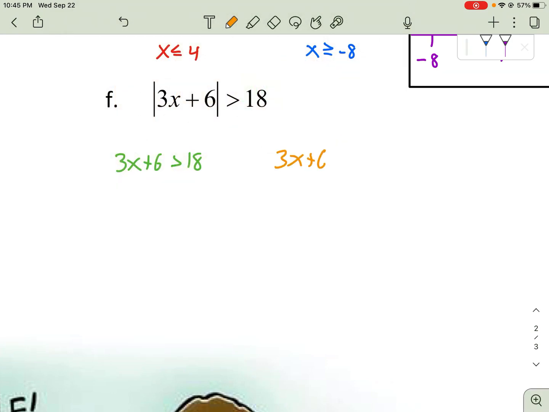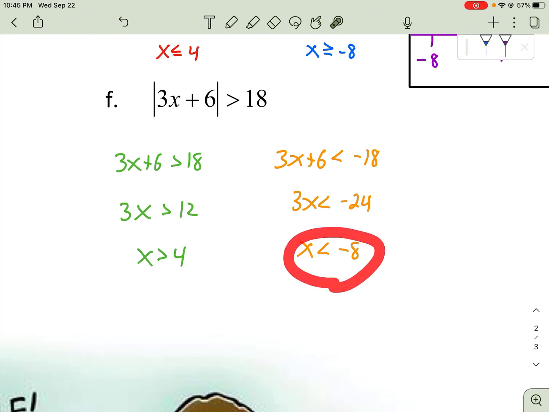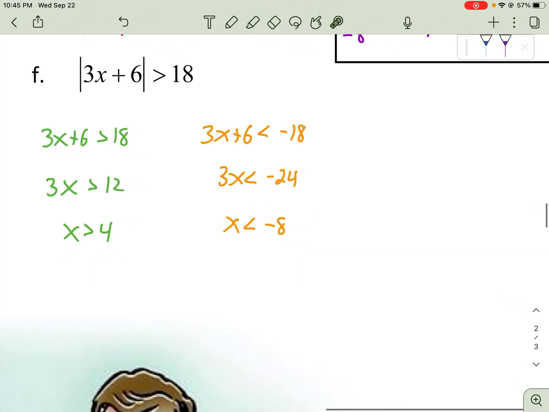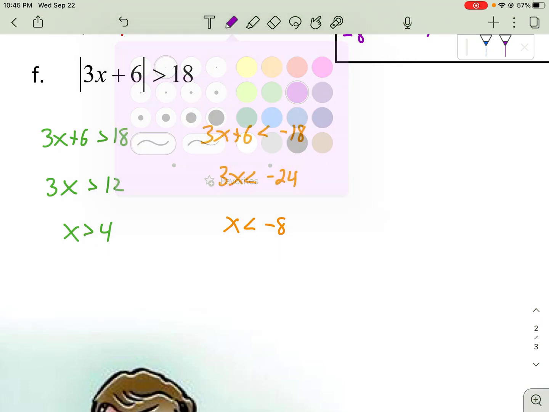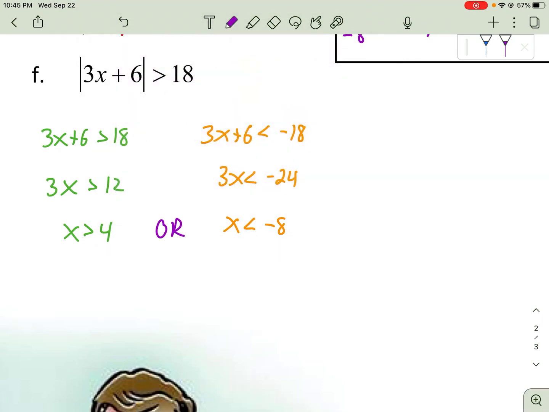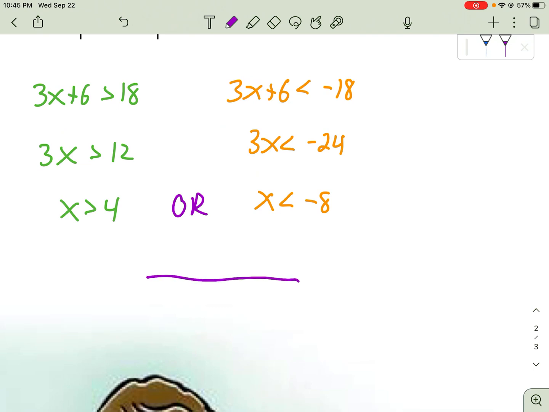So we keep it the same, and then we do the negative case, so we switch the inequality symbol. Subtract 6, so you get negative 24. I'm subtracting 6 over here as well, leaving us with 12. Divide by 3 to give me x is greater than 4. Divide by 3 to give me x is less than negative 8. You cannot be less than negative 8 and greater than 4 at the same time, so this is an OR problem.